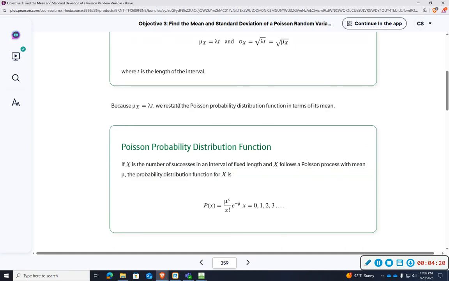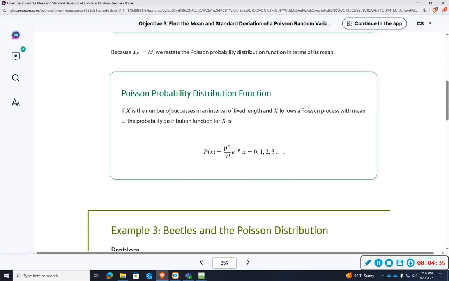And then once you want to find the standard deviation, you just take the square root of the mean, and that gives you the standard deviation. So a little bit different computation here. This one says if x is the number of successes in an interval of fixed length, x follows a Poisson process with mean mu. The probability distribution function for x is given here. So this is a simplified version.